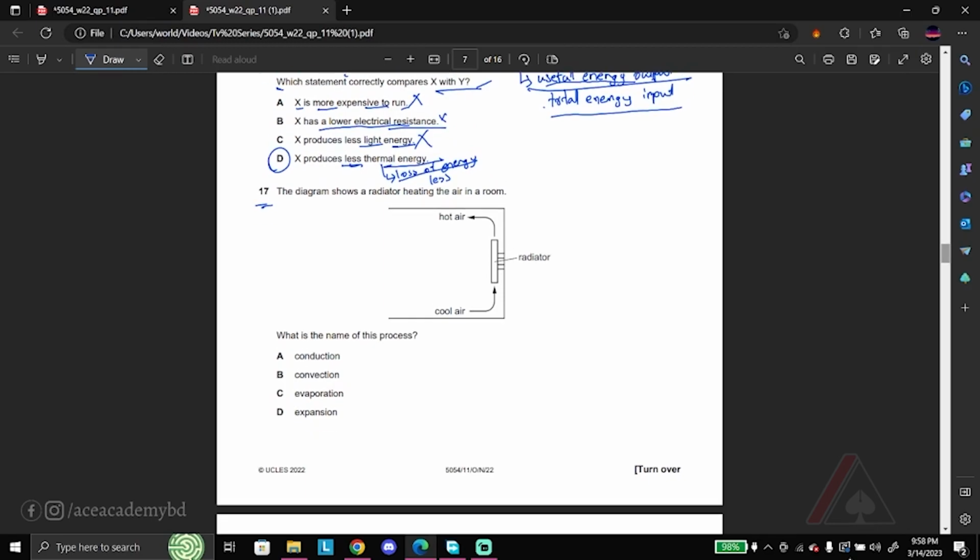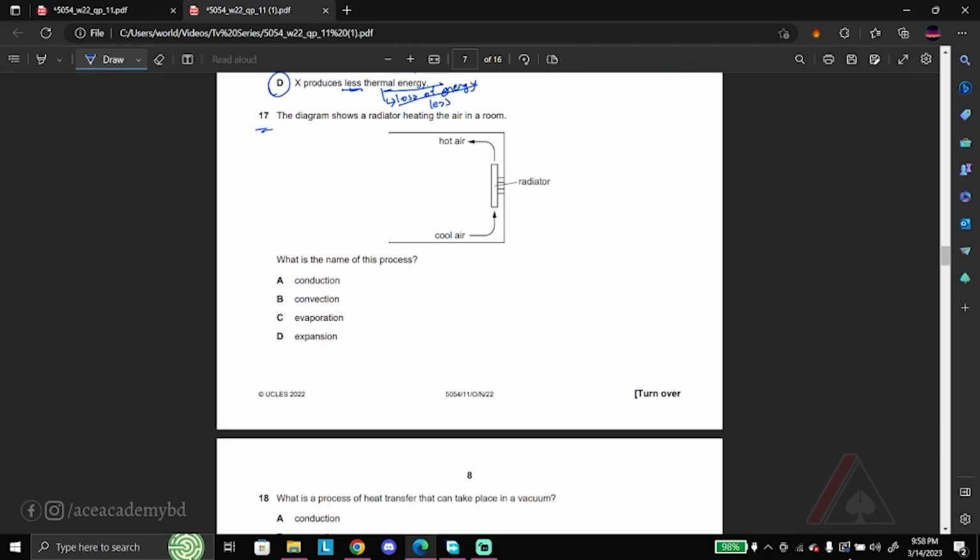So question number 17 says, the diagram shows a radiator heating the air in a room. Alright, so what is the name of this process? So normally in cases dealing with the transfer of heat through air, we always consider the process of convection, as this is the fastest process that can transfer heat through the air.